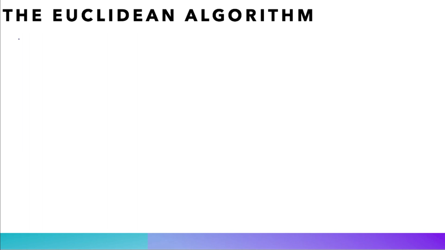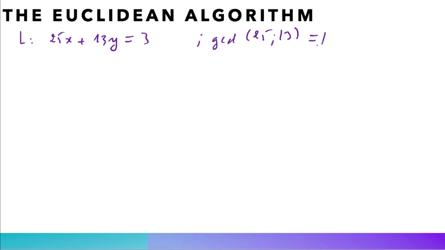Let us see how this concretely works and consider the line L of equation 25x + 13y = 3. We see here that the GCD of 25 and 13 is equal to 1, which obviously divides the number 3 corresponding to our c. This means by the previous theorem that our line L must contain an integral point. And let us compute it using the extended Euclidean algorithm.